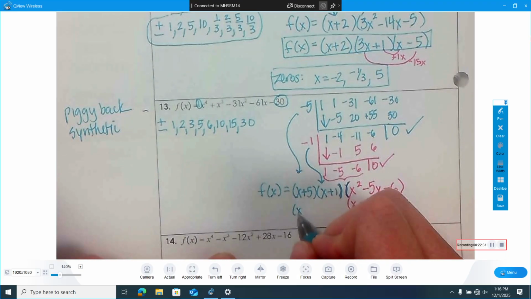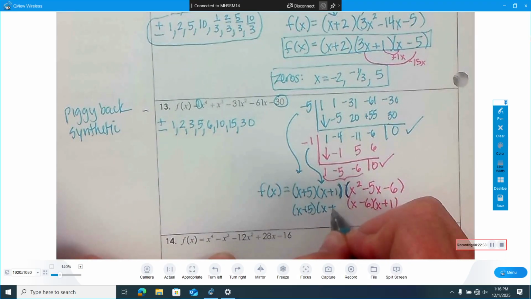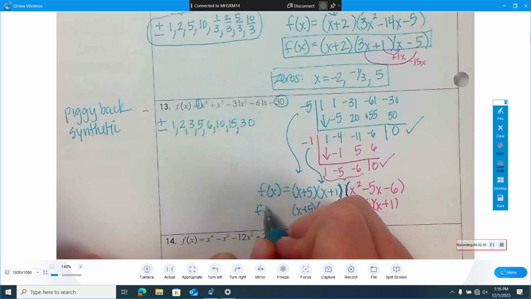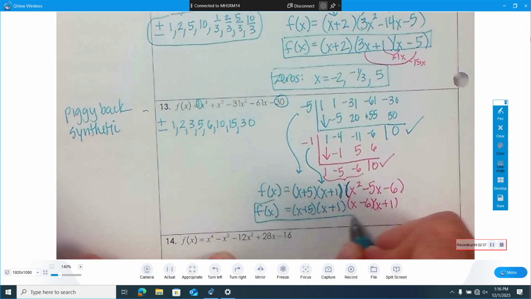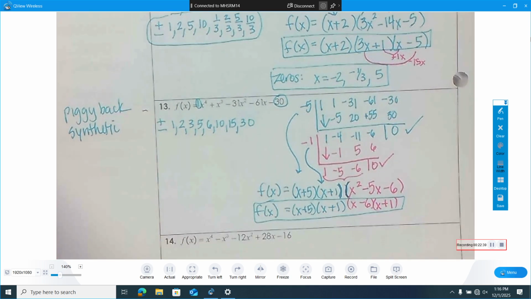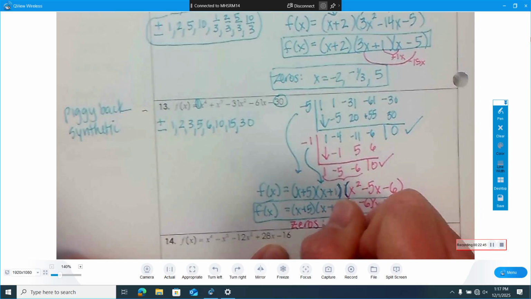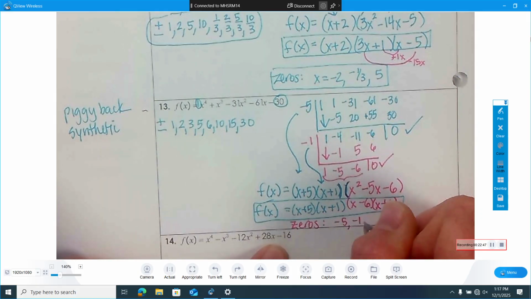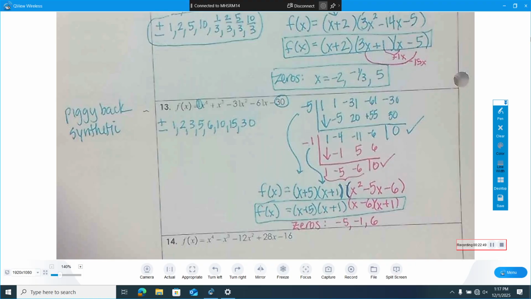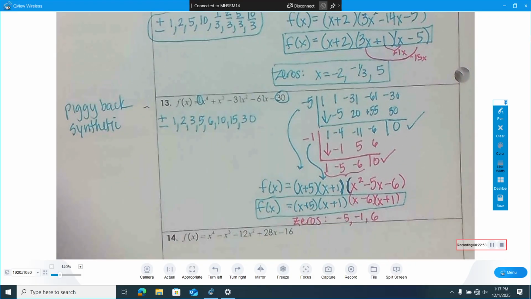All right, we had the x plus 5 and the x plus 1. All right, so this is our polynomial fully factored. All linear factors, which is great. And then what are the zeros? -5, -1, and 6. Very good. And you don't need to write the -1 2 times. Once is enough.